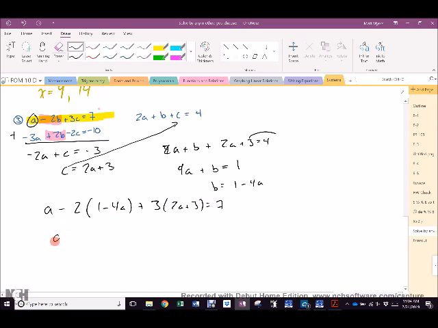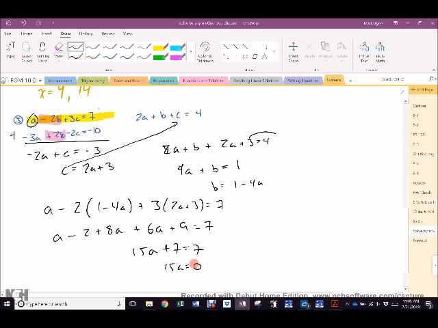Seven. A minus 2 plus 8a plus 6a plus 9 equals 7, yes? A plus 8a is 9a, plus 6a is 15a. Negative 2 plus 9 is what? 7, right? Wait, sorry. 15a equals 0.